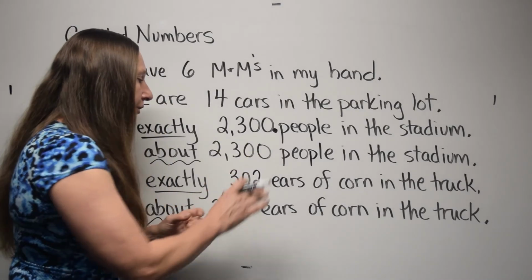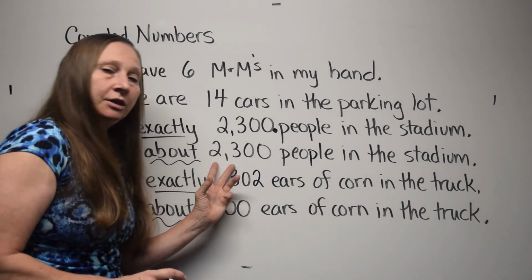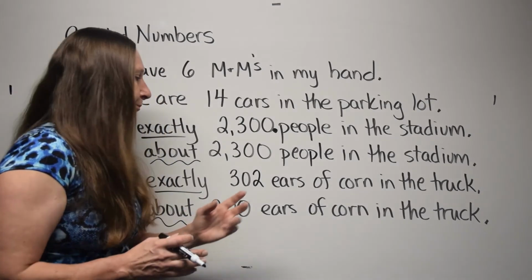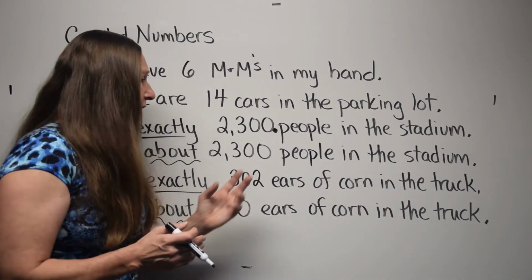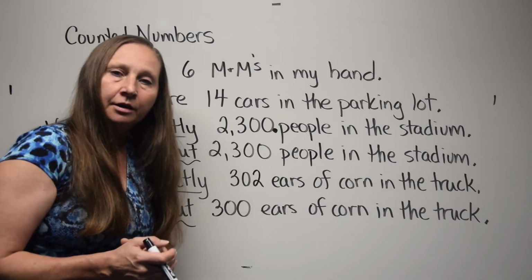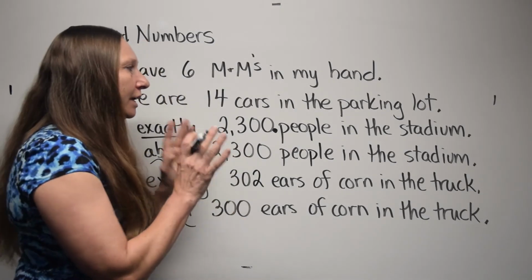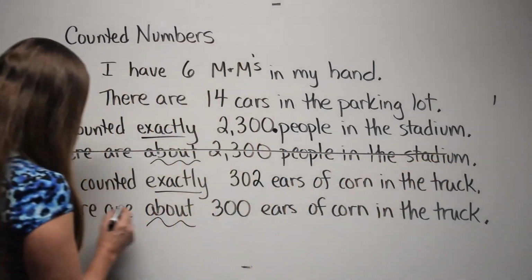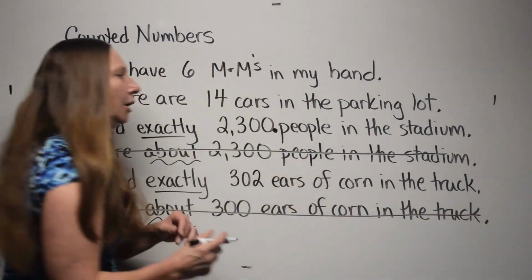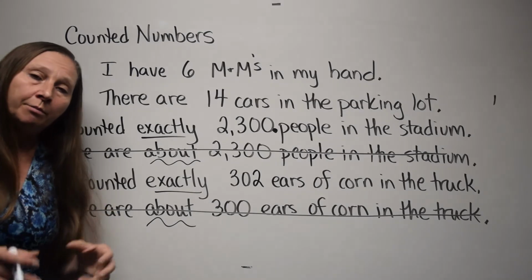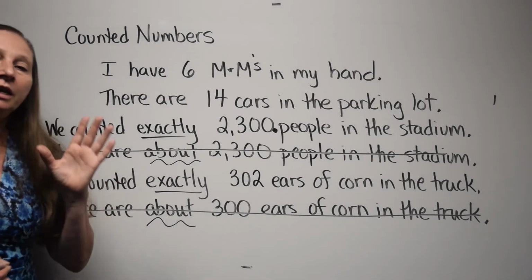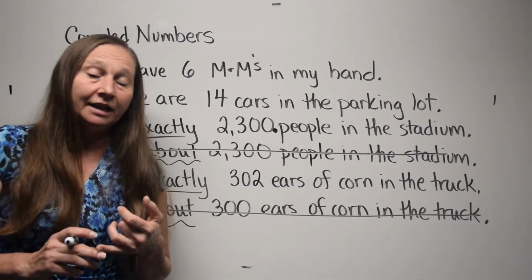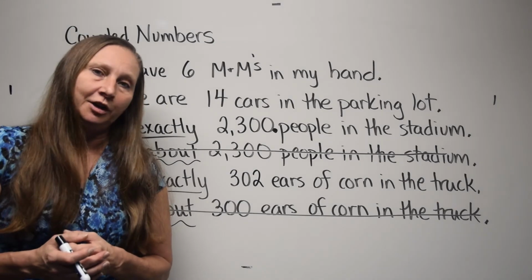Now that doesn't mean you get rid of them. That doesn't mean there's only 23 people in the stadium. There's still 2,000-ish people in the stadium, but these 2 zeros are not significant. Maybe there's 2,308 people in the stadium. So counted numbers, not this one, not this one, but the other 4 examples on this page, counted numbers, have infinite significance. This becomes important when you start adding, subtracting, multiplying, and dividing significant figures in the upcoming videos.